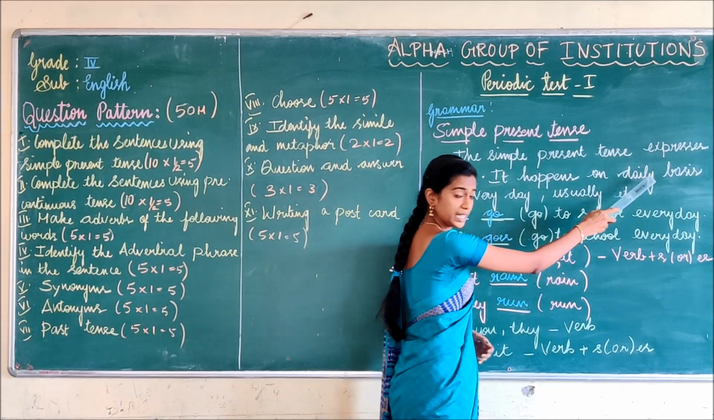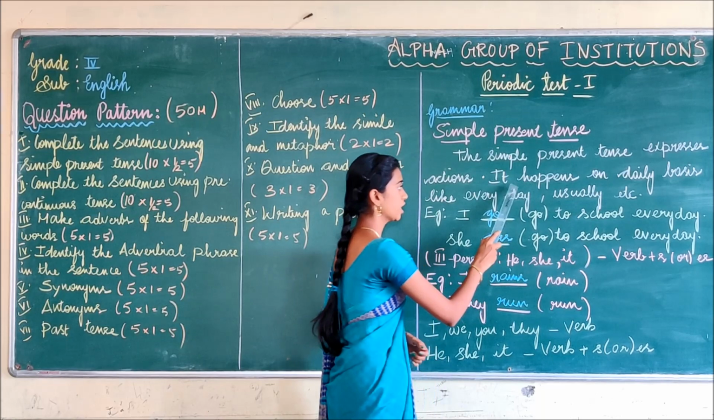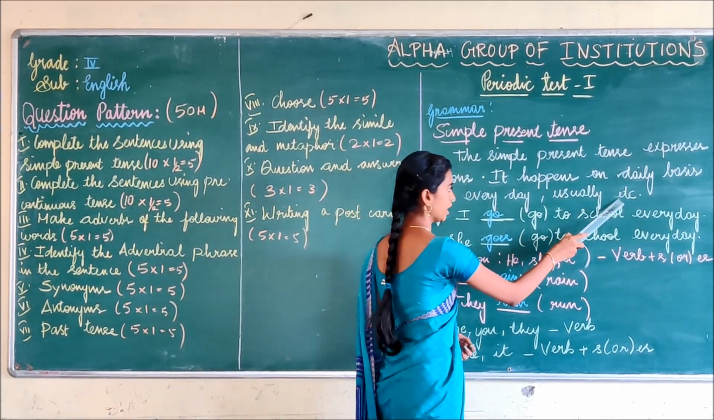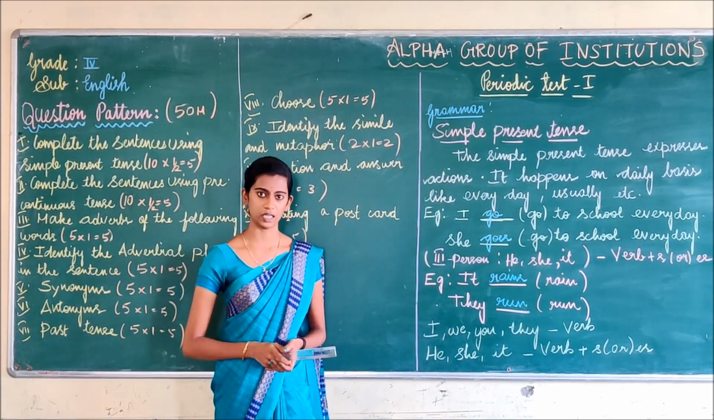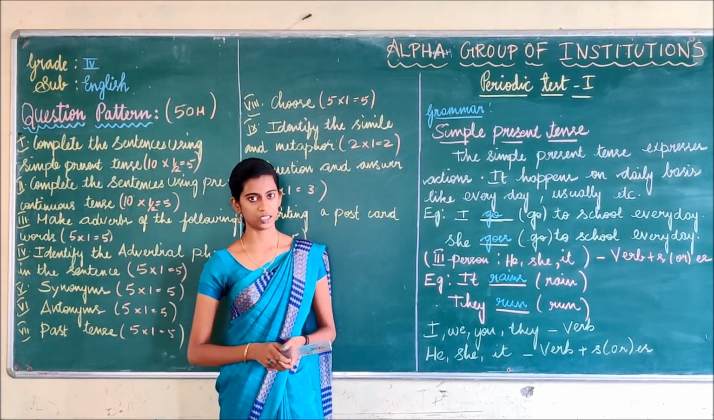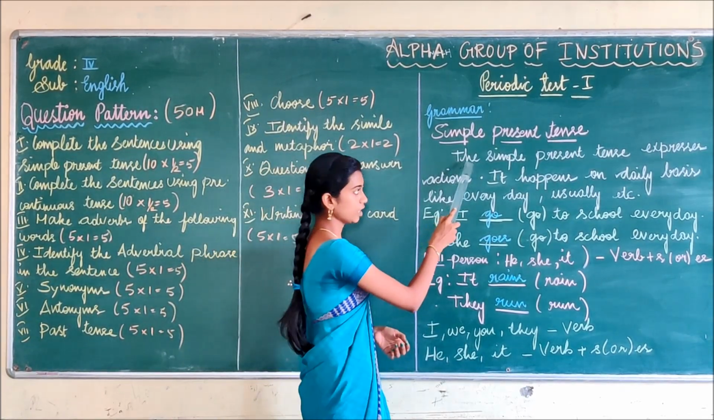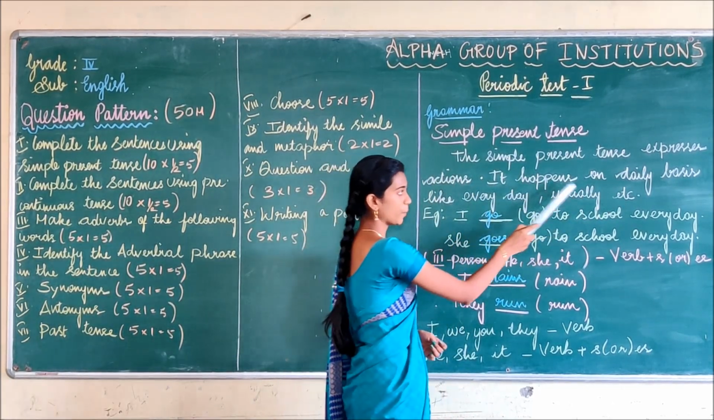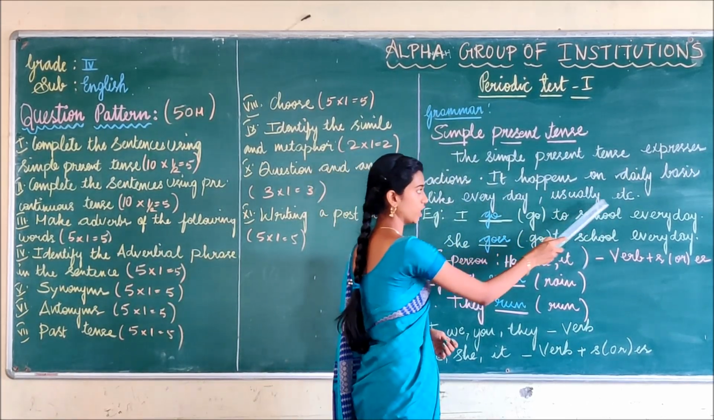It happens on daily basis like every day, usually, etc. So it refers to habitual actions that happen regularly. So it is known as the simple present tense.